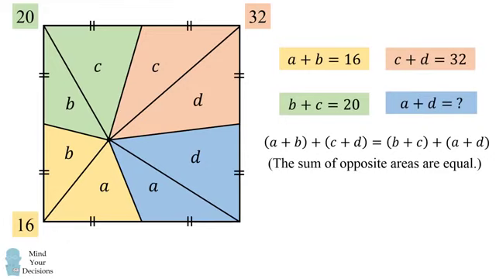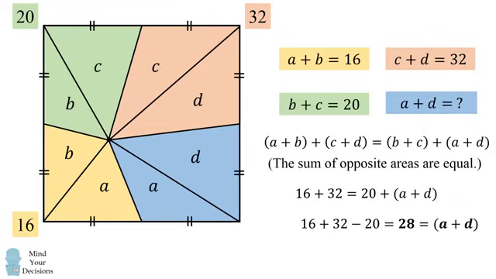So we know 3 of these areas, so we have 16 plus 32 is equal to 20 plus the unknown area of A plus D. We then solve that A plus D is equal to 16 plus 32 minus 20, which is equal to 28. And that's the answer.